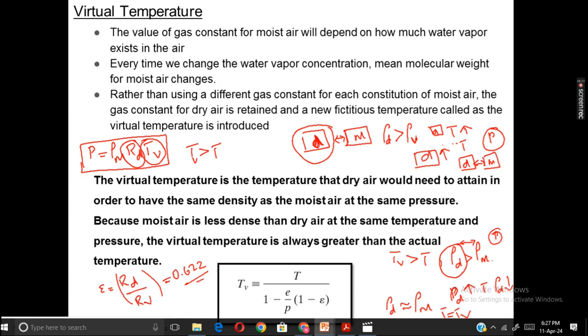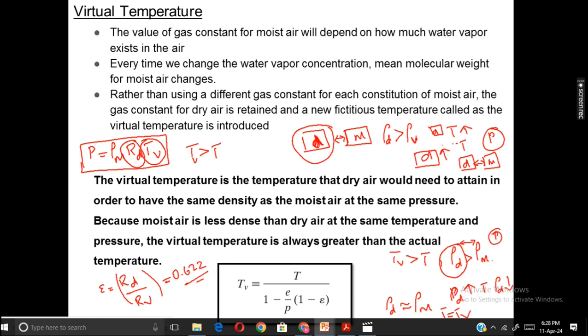So in that case, the value of gas constant for moist air will depend on how much water vapor exists in the air, how much water vapor is present in that particular parcel of air that we are considering. So every time the water vapor concentration is changing, the mean molecular weight for moisture changes, which is basically the sum of mass of dry air plus mass of vapor. So if the concentration of water vapor within the parcel is changing, it will obviously change the molecular weight of the moist air that we are considering. So in each case, we will have to define a new R value, which compensates for the change in water.